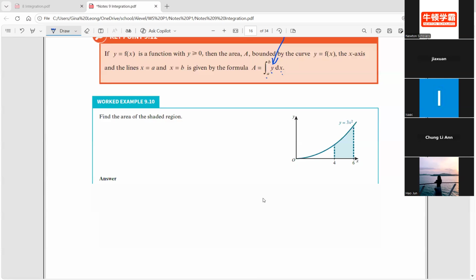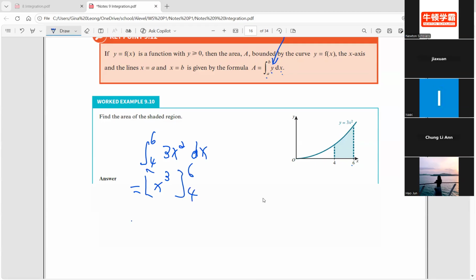Okay, so we need to find this one. That means I have to integrate 3x squared dx, from 4 to 6. So we start to do the integration. Actually, I should get x power 3, because 3 over 3 is 1. x power 3.